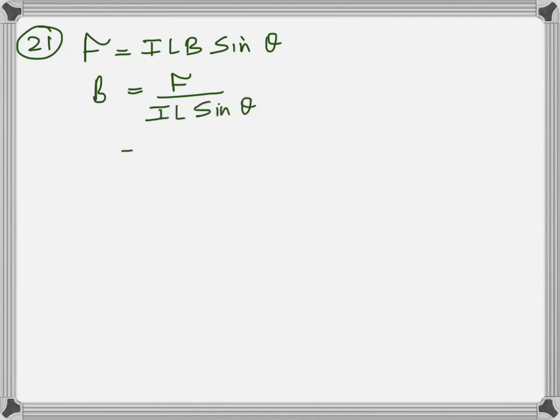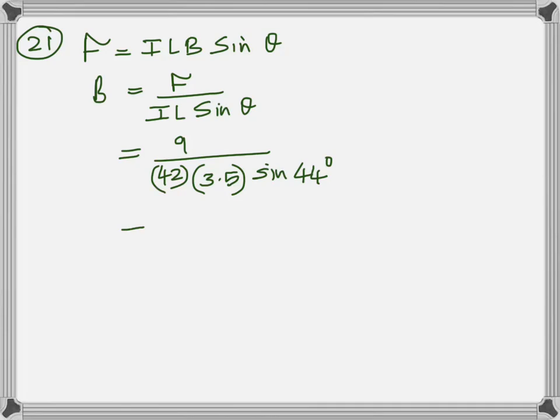21. Straightforward question. Force on a straight conductor carrying current is ILB sine theta. All quantities are given here. I just make B the subject, substitute. I get 0.088 Tesla.